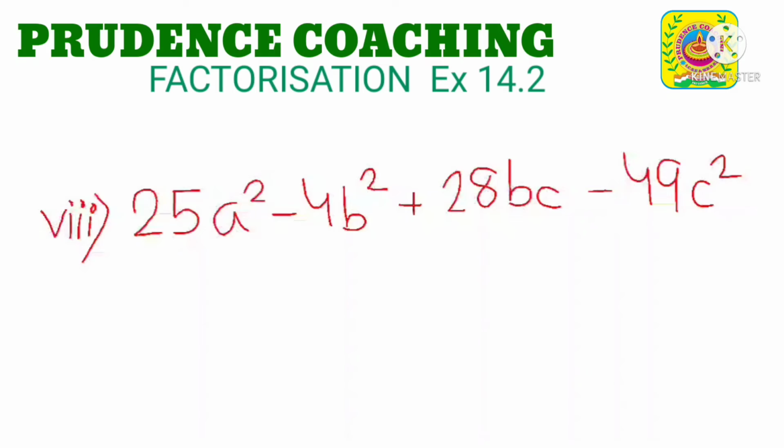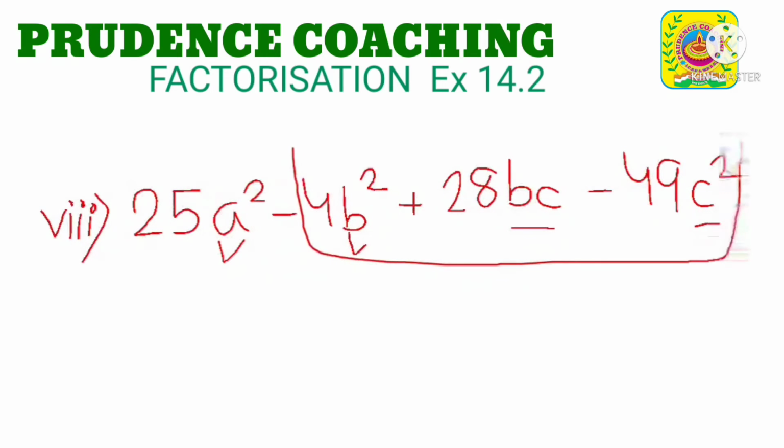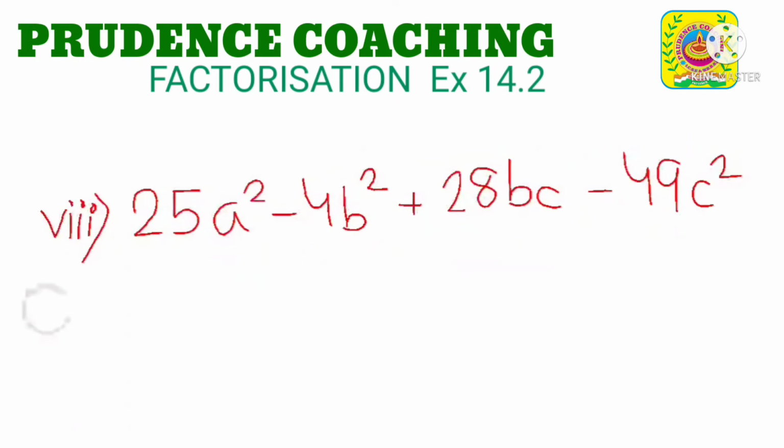So let us start with the next sum. This sum is also important. Here we have a square as the variable. Here we have b square, here we have bc, here we have c square. So if we take all these terms together, we can form a minus b the whole square or a plus b the whole square, as this one is 5 square into a square. So let us try to make it. So here this 25a square can be written as 5 square into a square, that is 5a the whole square.